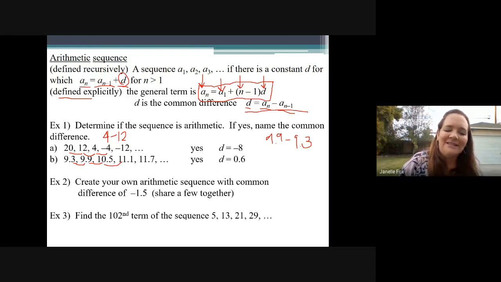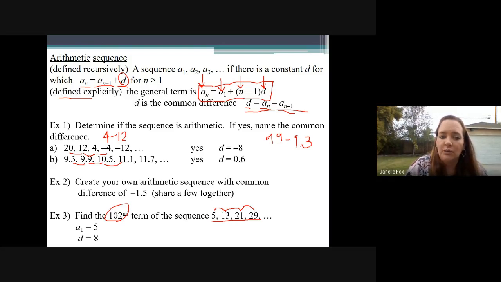Okay. Example number 3 says we're going to find the 102nd term of this sequence. What would be really handy, you guys, is if I could make an explicit formula that I could just plug 102 into. Wouldn't that be lovely? So let's figure it out. What is the pattern here? A 5 to a 13, a 13 to a 21, a 21 to a 29. We're going up by 8s. So our first term is 5, and our common difference is 8.